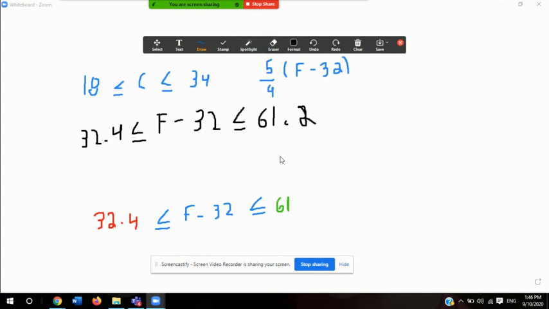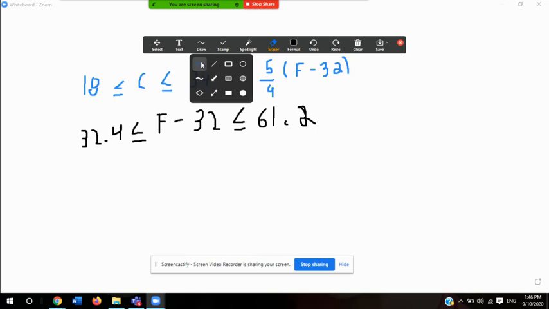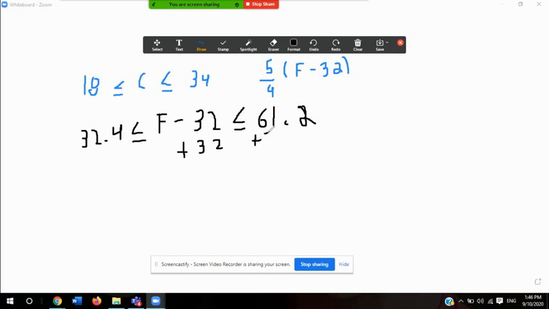Okay, so let me erase this down here. Now, to finish my exercise, all I need to do is get rid of the 32. And when I get rid of the 32, then I will have my answer as a compound inequality for Fahrenheit. So I'm going to add 32 on both sides so I can get rid of it. On every side I'm going to add 32. So I'm going to add 32 here. And with decimals, of course, you just add the 0.0. Add the 32. And you're going to add 32 on this side.